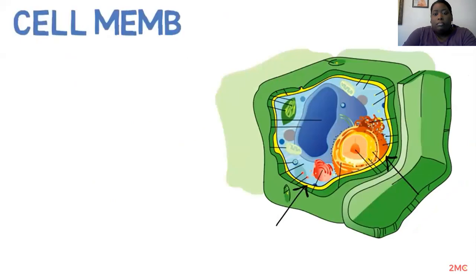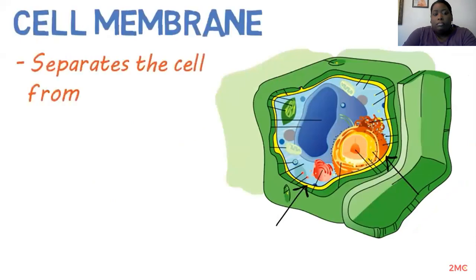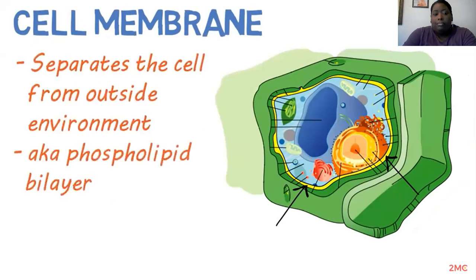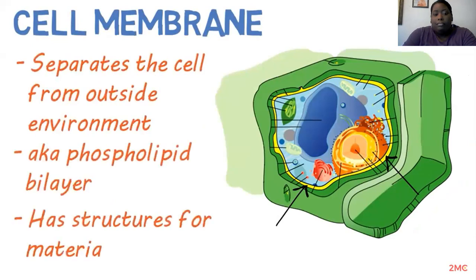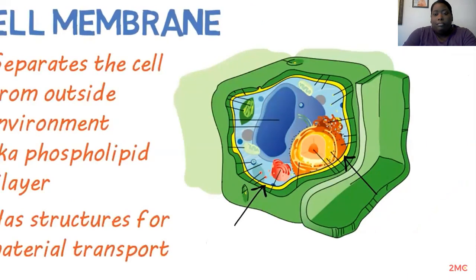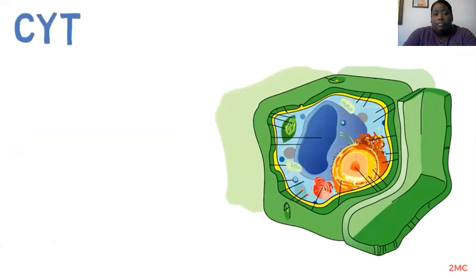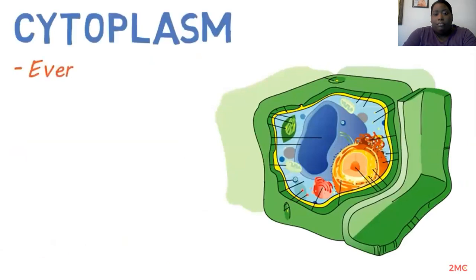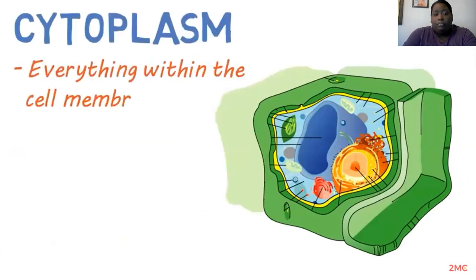The cell membrane is what separates the cell from the environment outside the cell. It is also known as the phospholipid bilayer and has barrier structures to allow for selective inflow and outflow of matter and other molecules. Next is the cytoplasm. Cytoplasm is everything that is enclosed by the cell membrane: cell organelles, proteins, and other components.